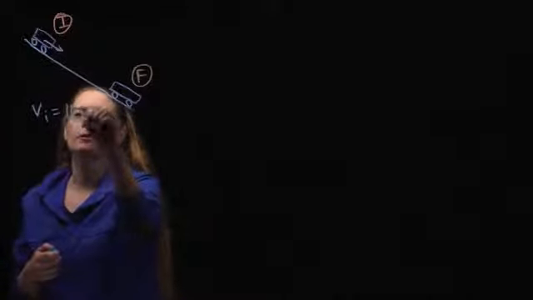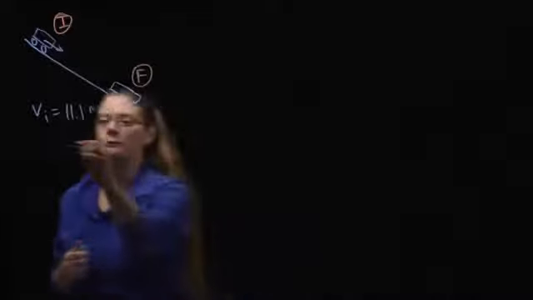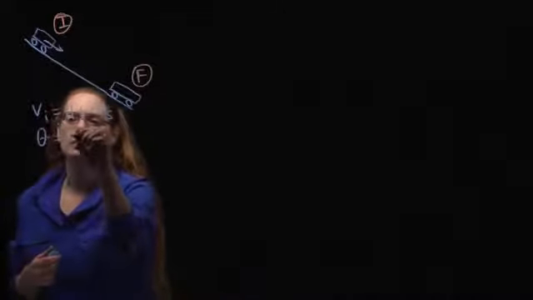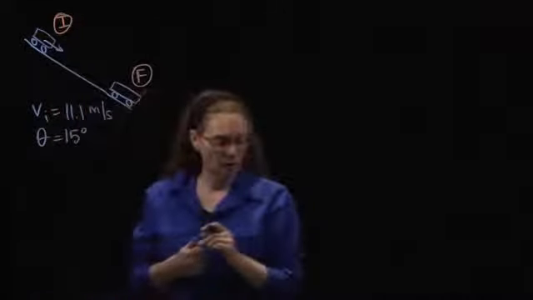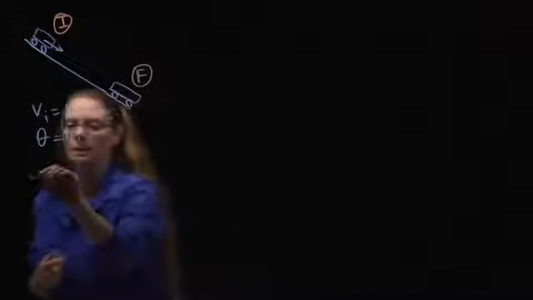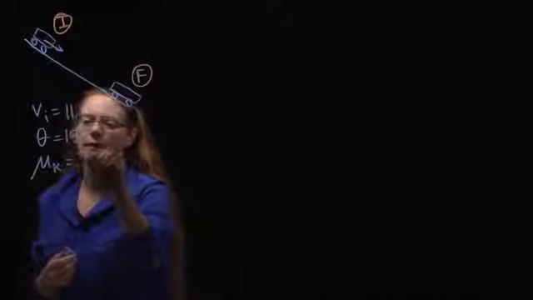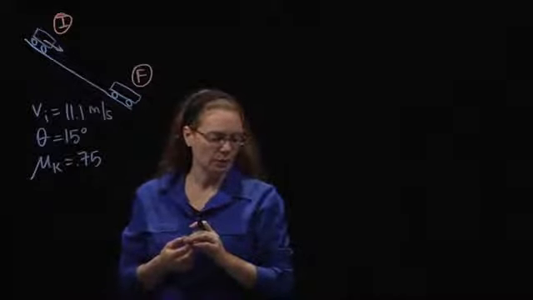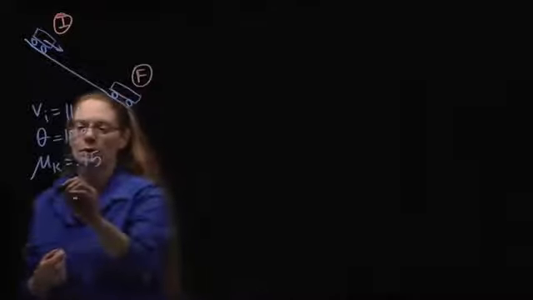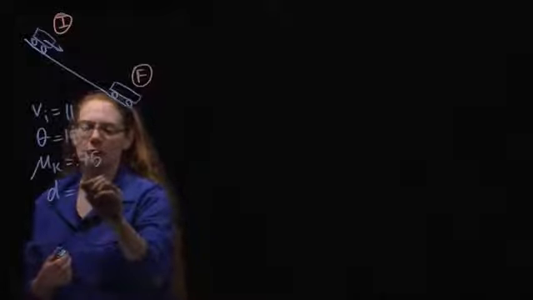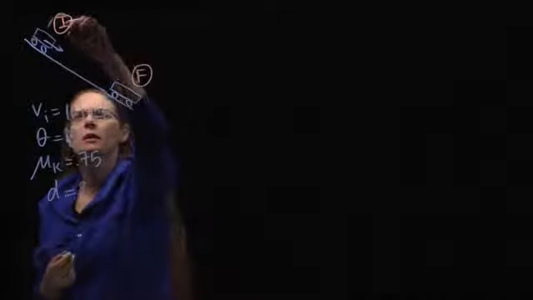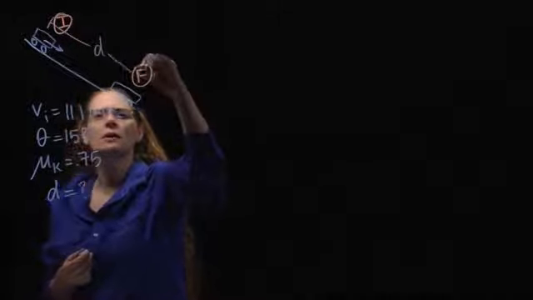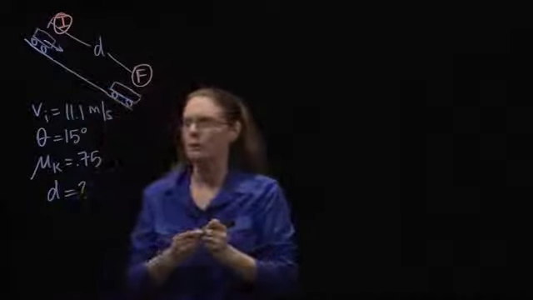Okay, so now we go to our knowns and unknowns. We had an initial velocity of 11.1 meters per second, and the hill makes an angle of 15 degrees with the horizontal. The coefficient of friction was 0.75. That's all we're given. We're not given mass. How far does the truck skid before coming to a stop? So we want to know the distance it travels down the hill. So I'm going to say my D, distance down the hill, is what I'm looking for.